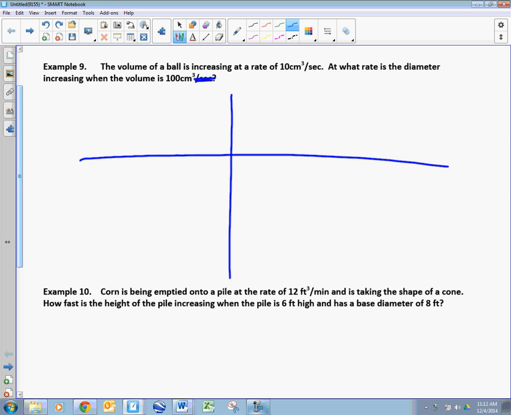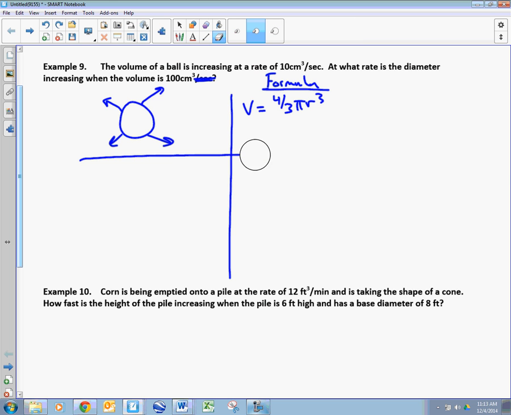What shape does a ball make? A sphere. So your formula should probably be the volume of a sphere. Good. Yeah, volume is 4/3 pi r cubed.